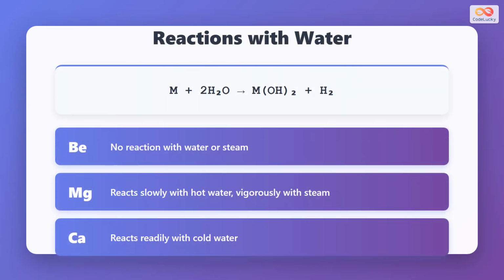The alkaline earth metals show varying degrees of reactivity with water, following the general equation. Metal plus water produces metal hydroxide plus hydrogen gas. Beryllium is the least reactive and does not react with water or steam at all. Magnesium shows intermediate reactivity, reacting slowly with hot water but vigorously when exposed to steam. Calcium is much more reactive and readily reacts with cold water, producing bubbles of hydrogen gas. This increasing reactivity down the group is a fundamental characteristic of the alkaline earth metals.